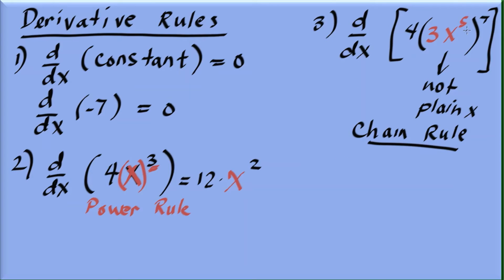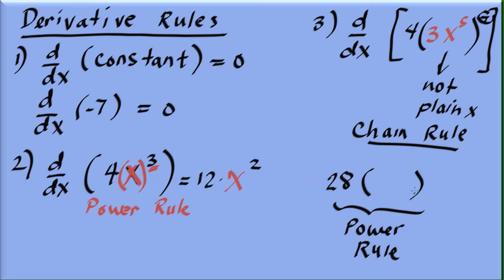So what I mean by this is, the first step is going to be just like a power rule, where you multiply the exponent 7 to the coefficient 4. So that's 7 times 4 is 28. And then copy that same base, 3x to the fifth. And then raise now to what? So that was 7 minus 1 is 6.